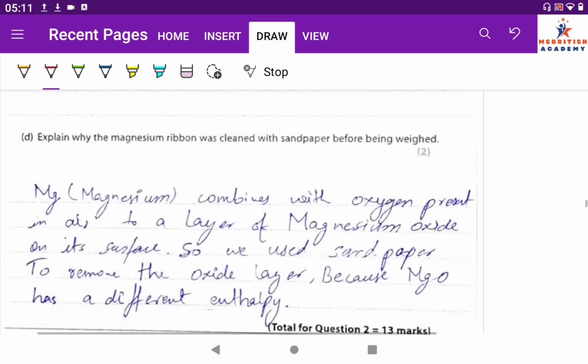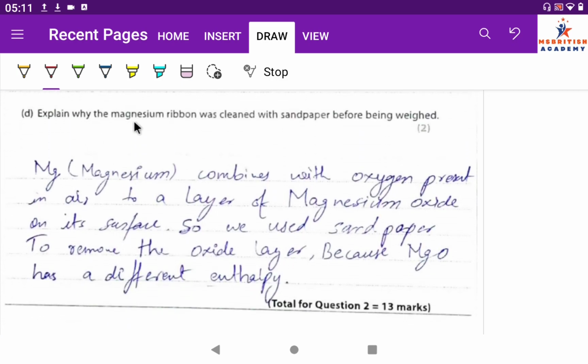Now D part. Explain why the magnesium ribbon was cleaned with sandpaper before being weighed. Because magnesium combines with oxygen present in air to form a layer of magnesium oxide on its surface. So we use sandpaper to remove the oxide layer, because MgO, magnesium oxide, has a different enthalpy.